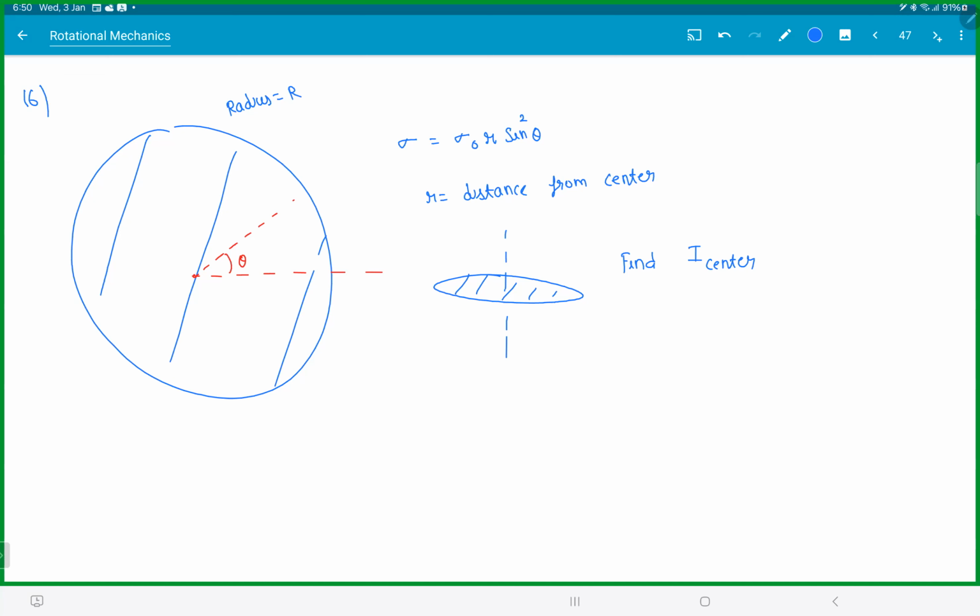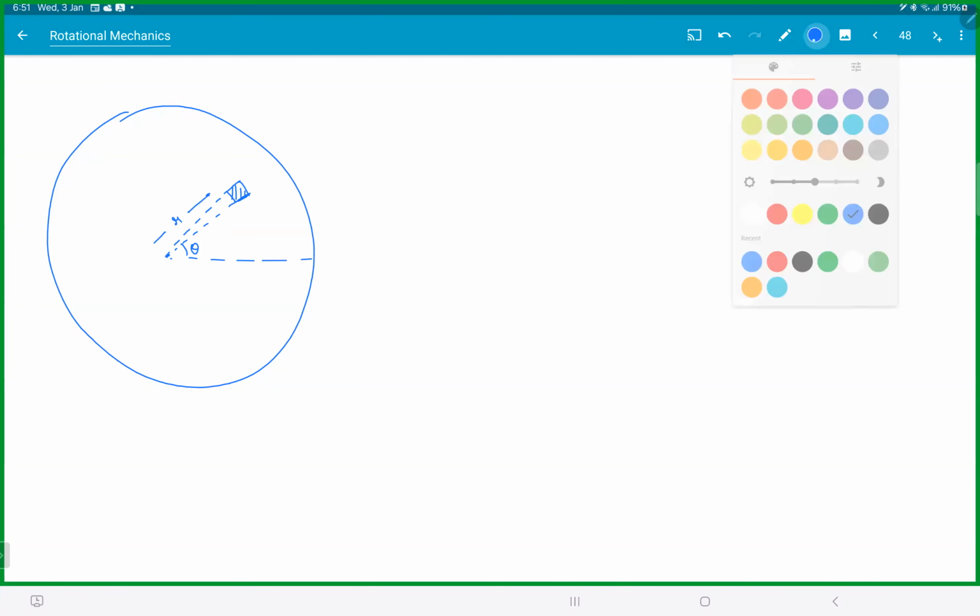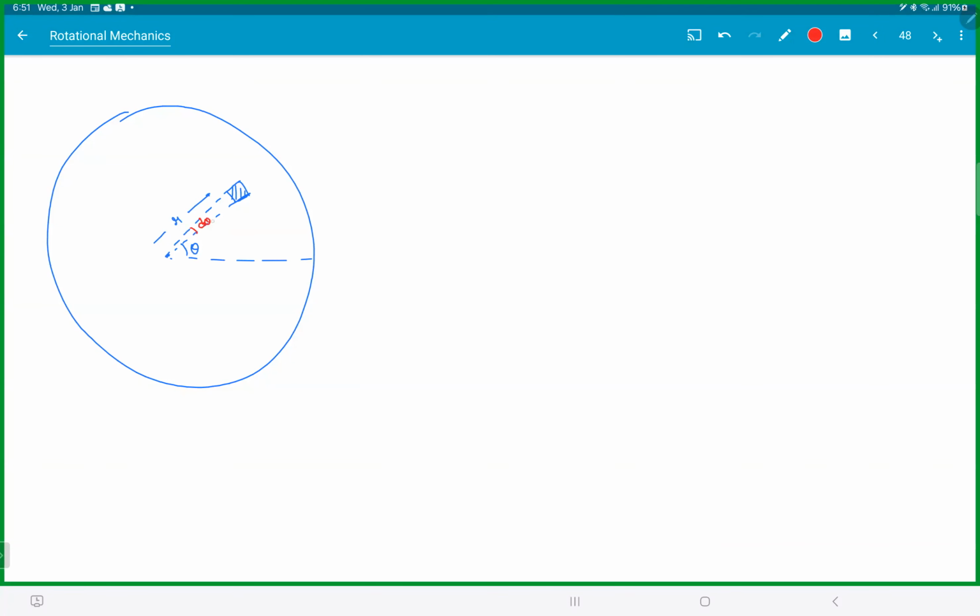See, the main idea here is that r is also changing, theta is also changing. So you should take an element such that you can't take rings here. So this is what we do. At a distance r, take a small width here. At an angle theta, take a small d theta here. So you get some piece like this. At a distance r, take a small d theta. So this distance will be dr and this width will be r d theta.